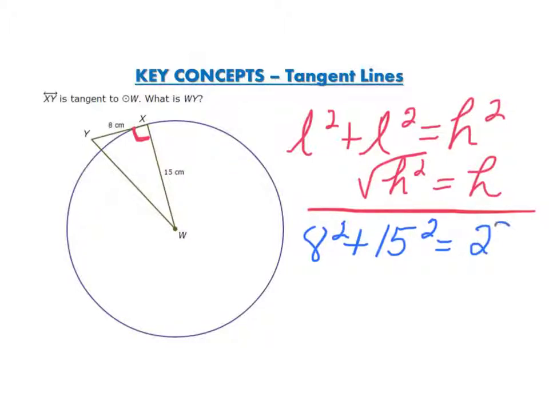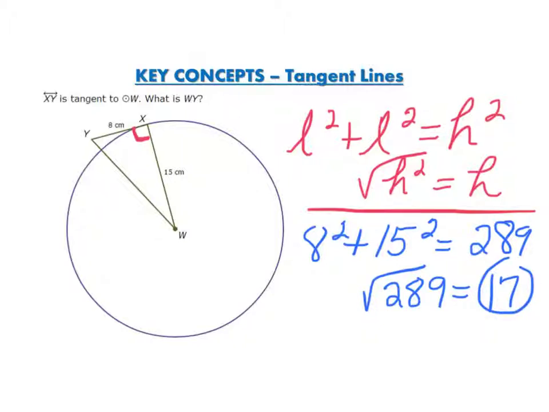That gives us 289. When you find the square root of 289, that gives us 17. So the length of WY is 17 centimeters.